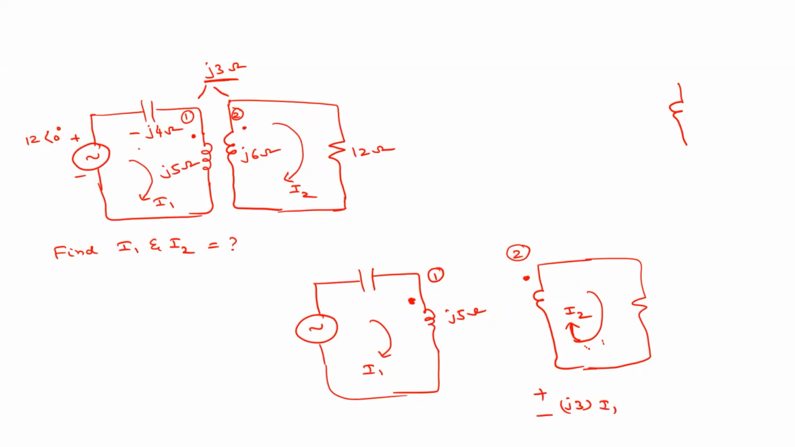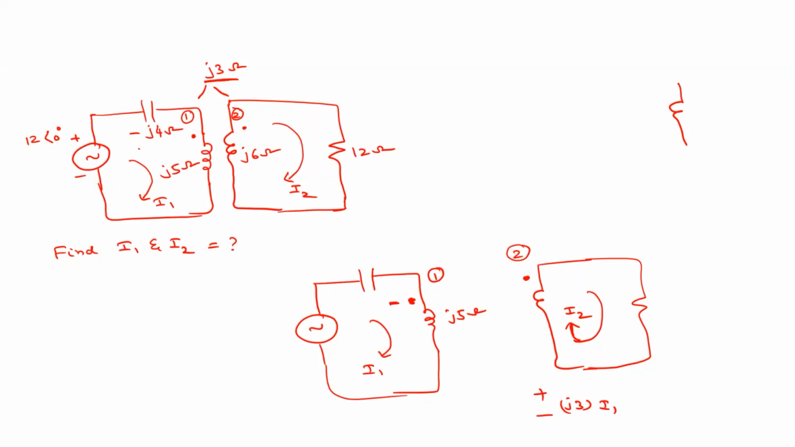So come to this circuit. Here, the current I2 is entering the dotted terminal or leaving the dotted terminal? Leaving, sir. I2 is leaving the dotted terminal. So that means, in coil 1, where you have the dot, that is negative. Understood?